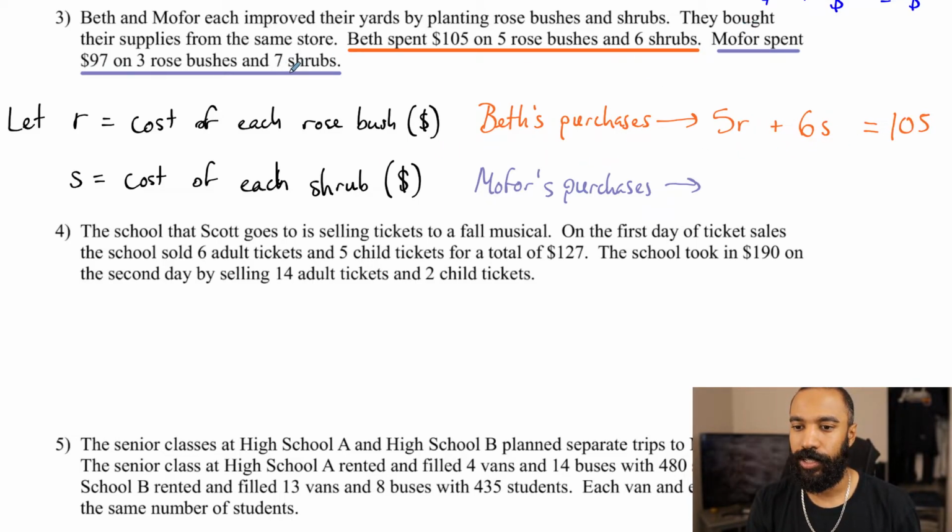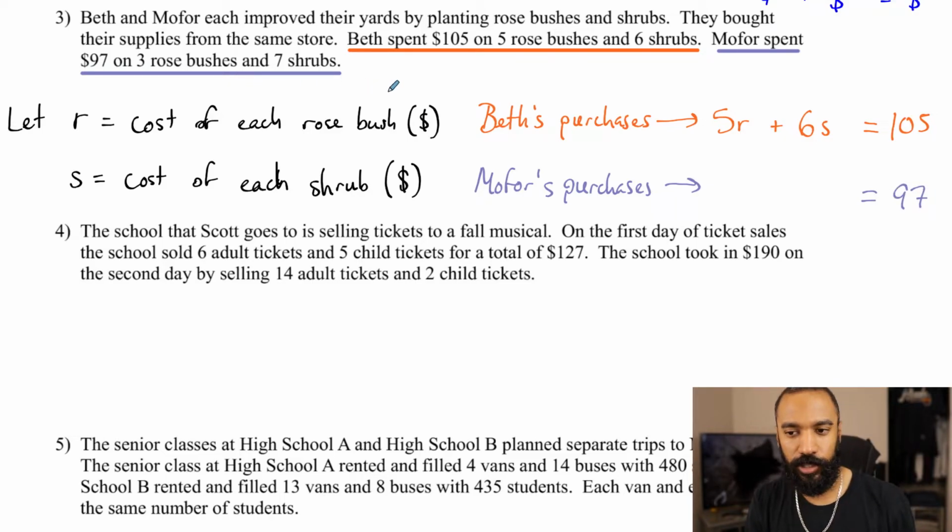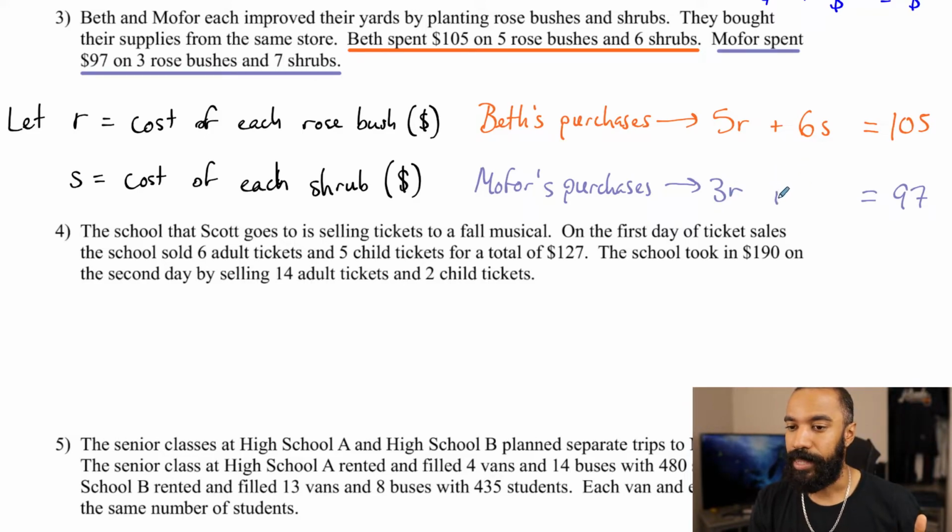Mofor's purchases, he spent a total of $97 with a different setup, 3 rose bushes. 3R doesn't mean 3 rose bushes. 3 means 3 rose bushes. R means the cost of each rose bush. So that's how much money he spent on all his rose bushes. And then 7 shrubs. 7 shrubs times the cost of each shrub gives you the total amount of money he spent on all 7 shrubs. This is dollars plus dollars equals dollars, and dollars plus dollars equals dollars.